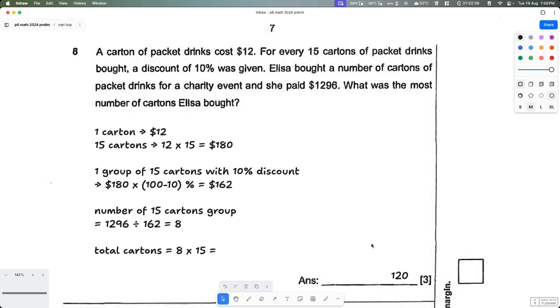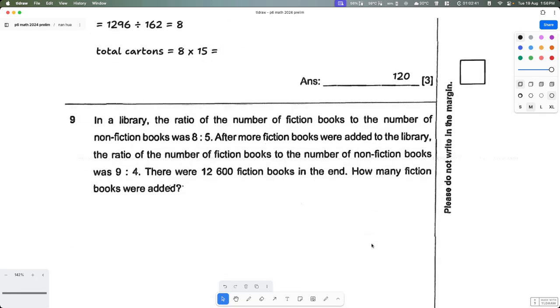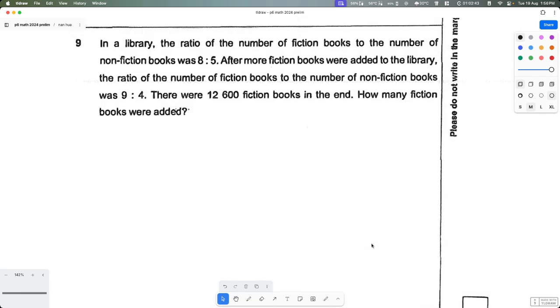All right, let's move on to the next question. Question number 9. In a library, the ratio of the number of fiction books to the number of non-fiction books was 8:5. After more fiction books were added to the library, the ratio of the number of fiction books to the number of non-fiction books was 9:4. There were 12,600 fiction books in the end. How many fiction books were added?